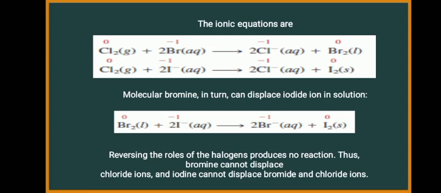Molecular bromine in turn can displace iodide ion in solution: Br2(l) + 2I⁻(aq) → 2Br⁻(aq) + I2(s). Reversing the roles of the halogens produces no reaction. Thus, bromine cannot displace chloride ions, and iodine cannot displace bromide and chloride ions.